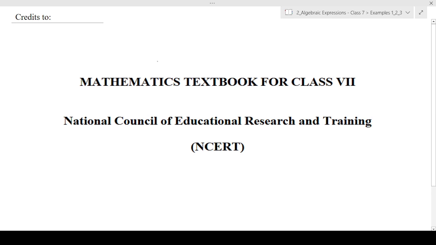We will go ahead and learn to solve a couple of basic algebraic expression problems taken from the mathematics textbook for class 7 by NCERT.